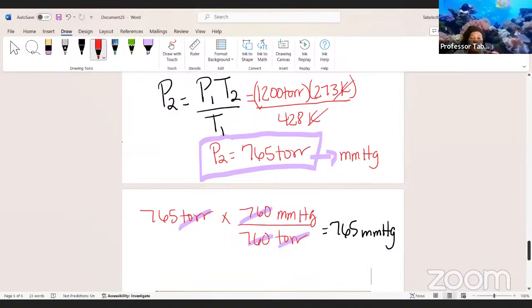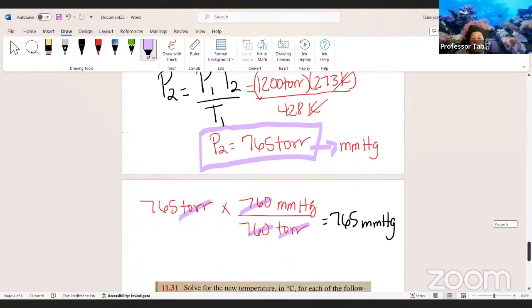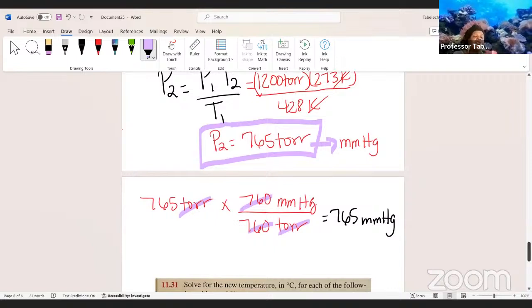I used my conversion factor. My conversion factor said 760 torr is equal to 760 millimeters of mercury, is equal to 1 ATM, is equal to 14.7 pounds per square inch. But I only needed to use these two right here that I'm going to highlight. So therefore, what I needed to get to, which was the 760 millimeters of mercury, that number went on top. What I needed to get rid of was the 760 torr. And then the torrs canceled out. And ironically, the numbers also canceled out. And this is what our final result is: 765 millimeters of mercury.